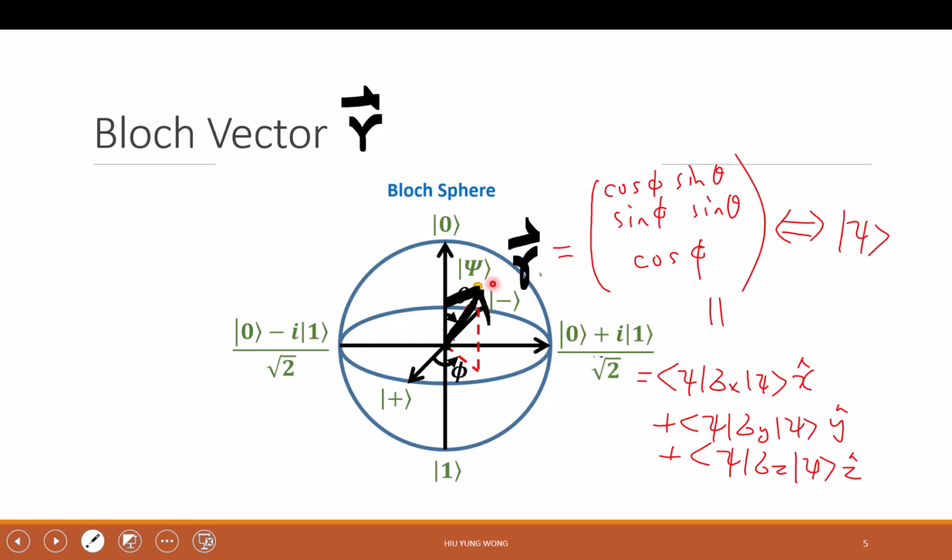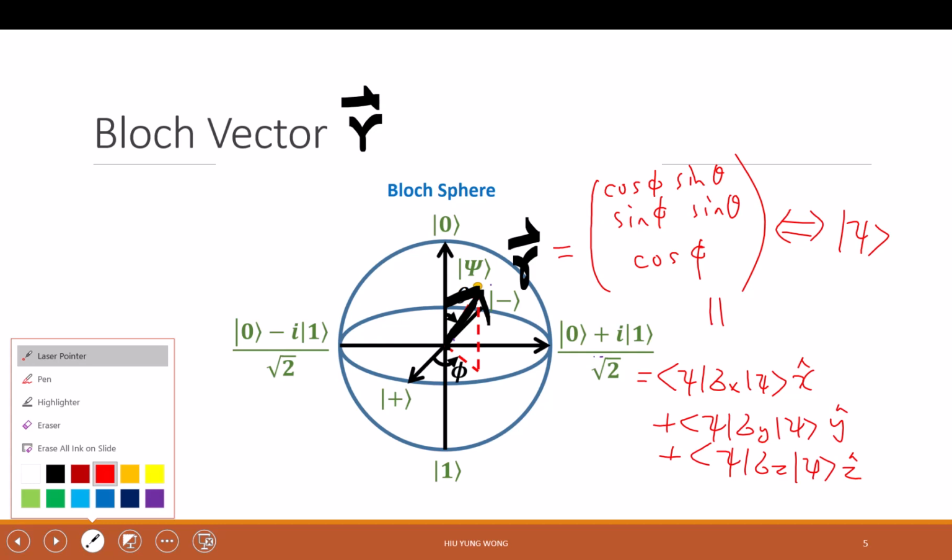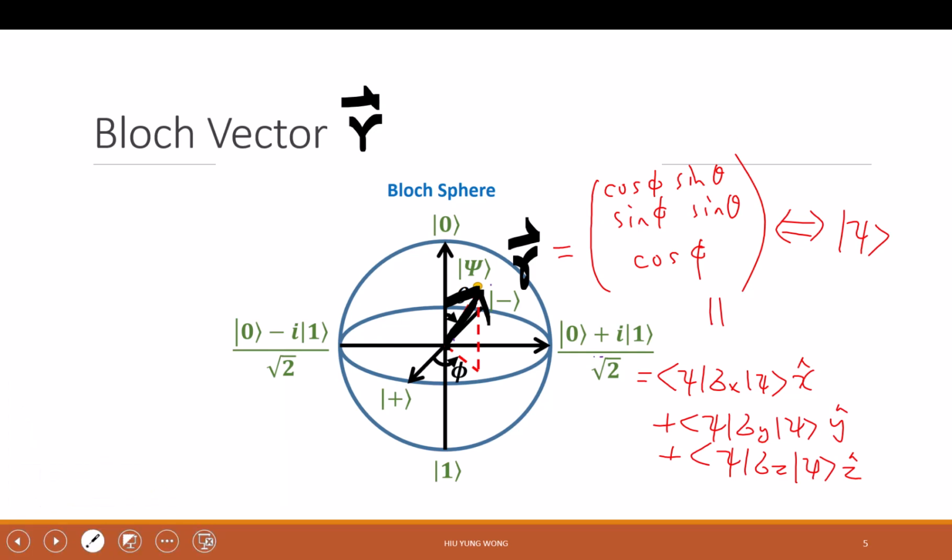But I want to tell you that this Bloch vector, I need to remind you what is the meaning of this matrix, right? It means it has this amount of x hat, this amount of y hat, this amount of z hat. This is completely a 3D vector in our space. And how do you find that component? It turned out to be the expectation value of sigma x, sigma y, sigma z of the corresponding state.